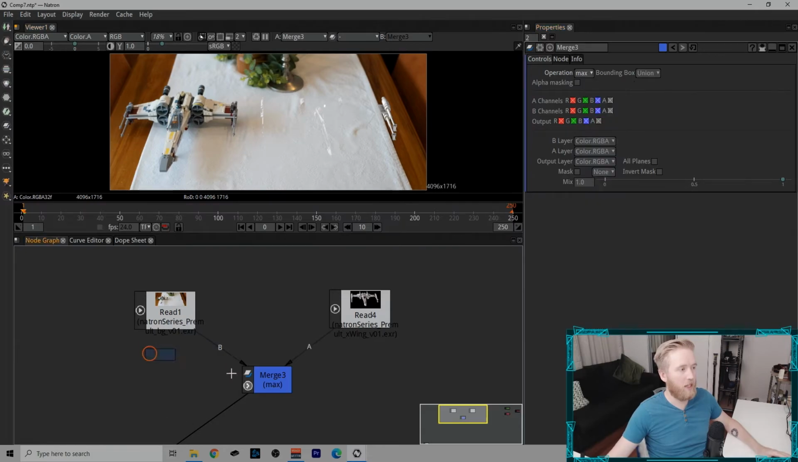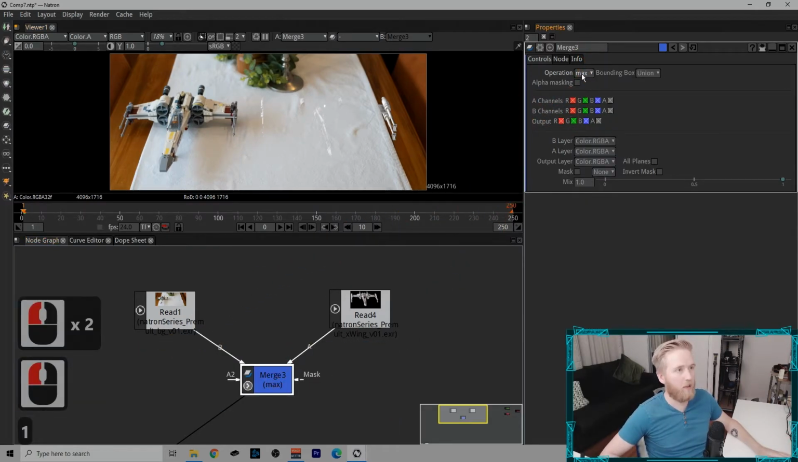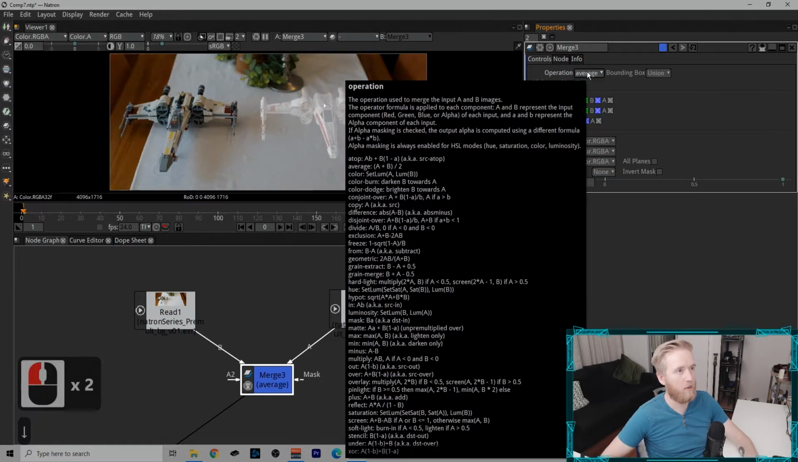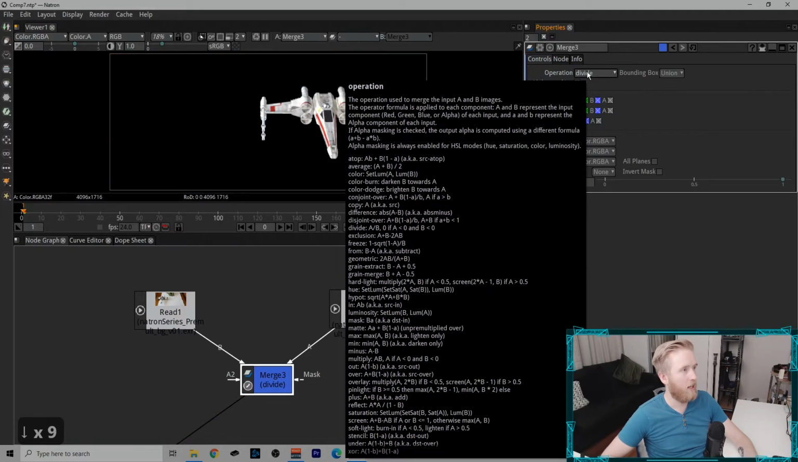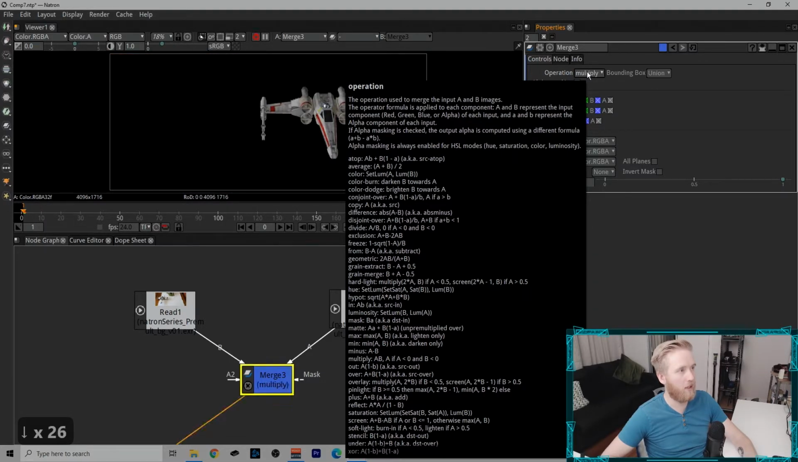But if you're ever needing a merge operation, and you don't know which one it is, if you hit the top version and put your mouse over the knob, you can toggle through with the arrow keys, and you can just flick through until you get a result that you are happy with.